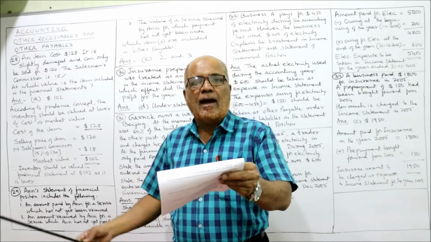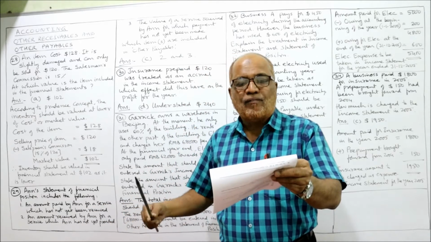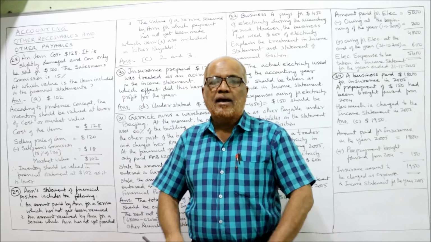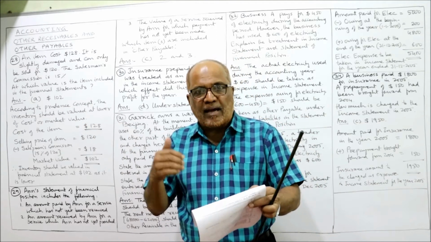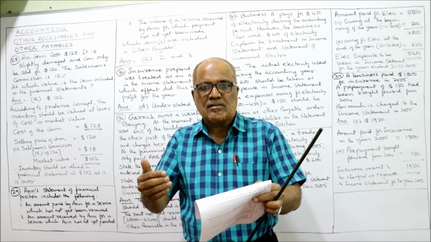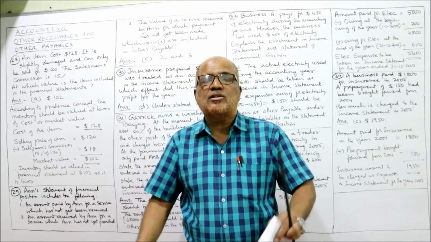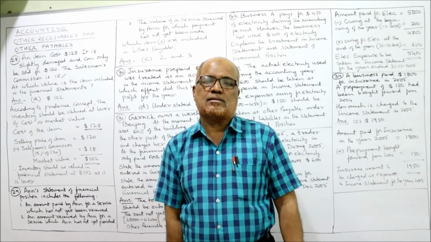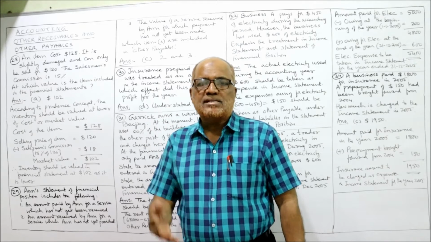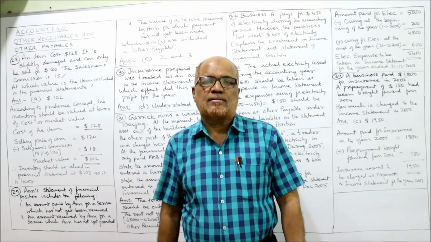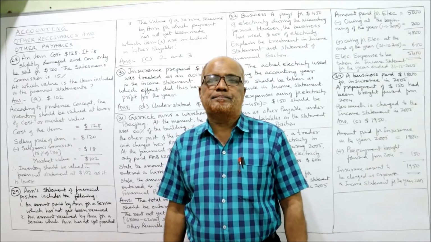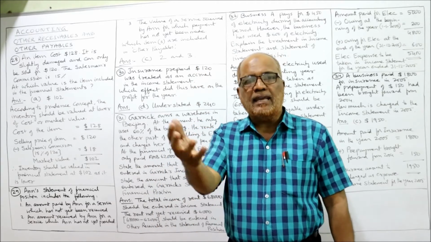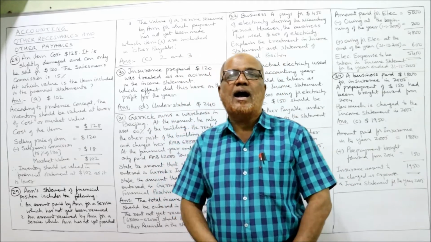Second point, an amount received by Anne for a service which Anne has not yet provided. That means it is an income received in advance. This income is received in advance, so it is other payable. So this item will come. The second item is a liability: an income which is received in advance.